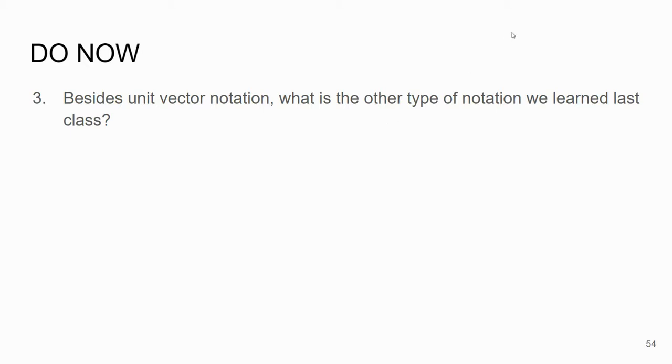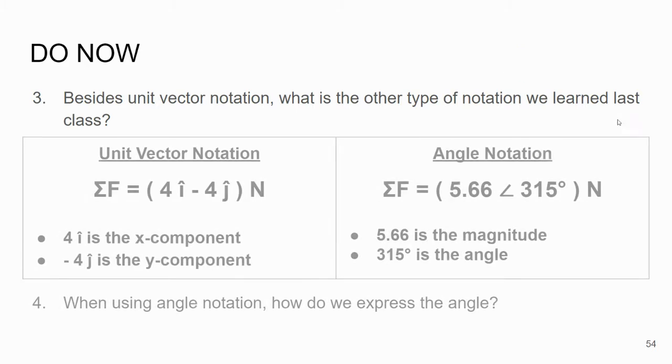So besides unit vector notation, what is the other type of notation we learned last class? That would be the angle notation. So in unit vector notation, you're giving the components of the vector. So 4i hat is the x component, and minus 4j hat is the y component. If you're using angle notation, the way you write it is you give the magnitude first, and then the angle at which that vector is, and then finally the units.